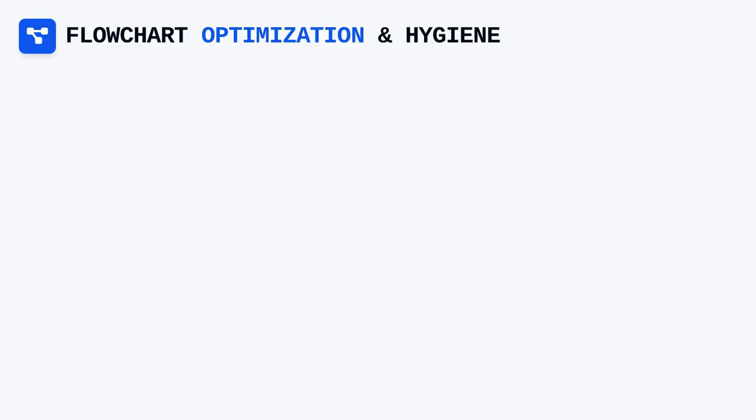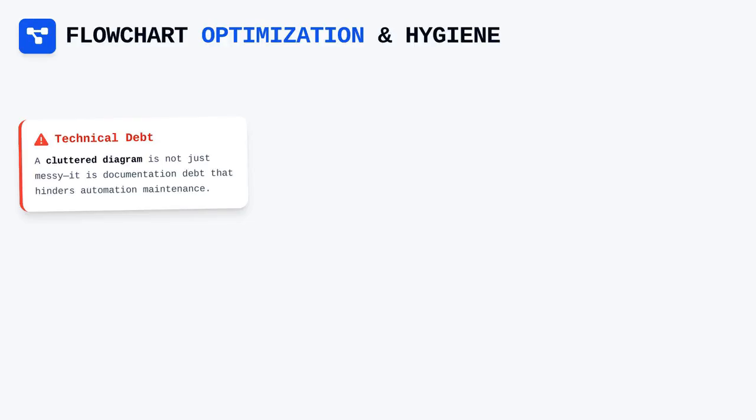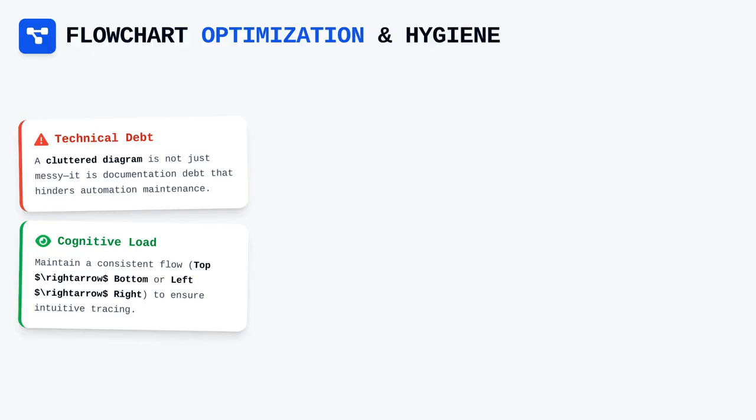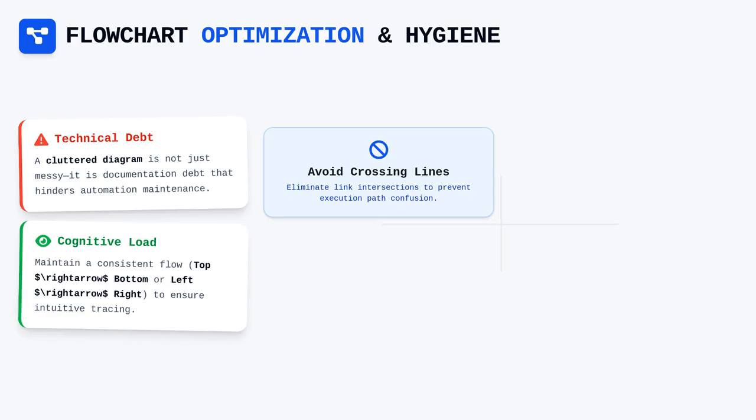The visual representation of our flowchart is effectively the documentation for our automation, so we should treat a cluttered diagram as technical debt. We generally aim for a consistent flow, typically moving from top to bottom or left to right, which helps the eye follow the logic without unnecessary cognitive load. One common pitfall is the indiscriminate crossing of link lines, which confuses anyone trying to trace the path of execution during a review. By utilizing subpages, we naturally reduce the density of our links, as the complexity is hidden within the pages themselves rather than being displayed on a single, messy canvas.